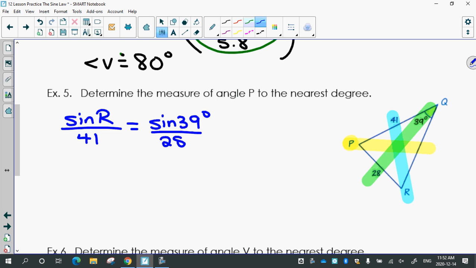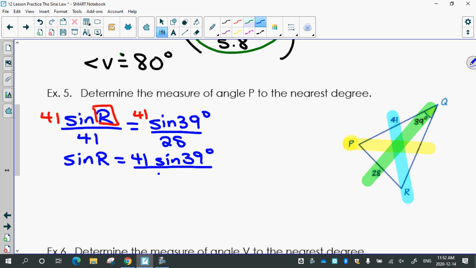Then I have to multiply. I'm slowly trying to get angle R by itself, so the first step is going to be to multiply both sides by 41. Yes? So now I've got that the sine of angle R is 41 times the sine of 39 divided by 28.